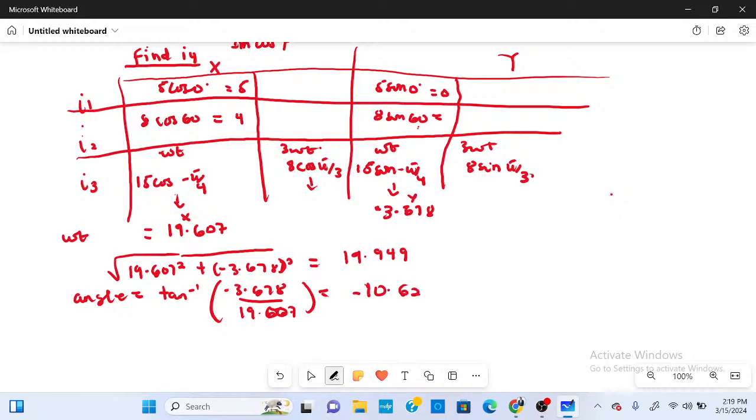So at this point, I'll have the first part, that is different harmonics. I'm going to have 19.949 sine open brackets omega t minus 10.62. But we are not done. This is for the omega t, that is one harmonic, plus. Now let's come to this side.